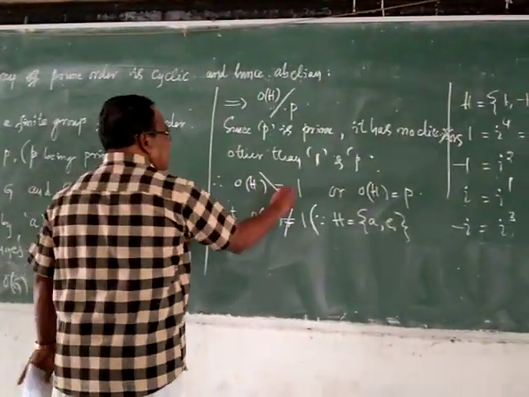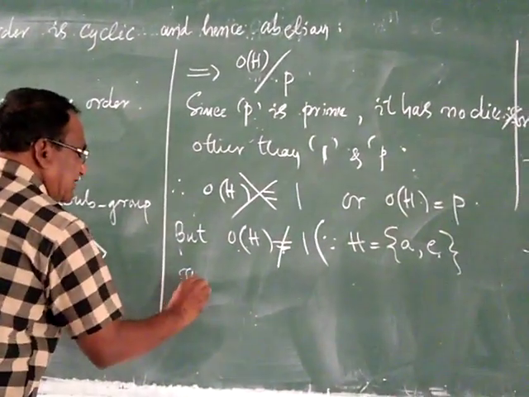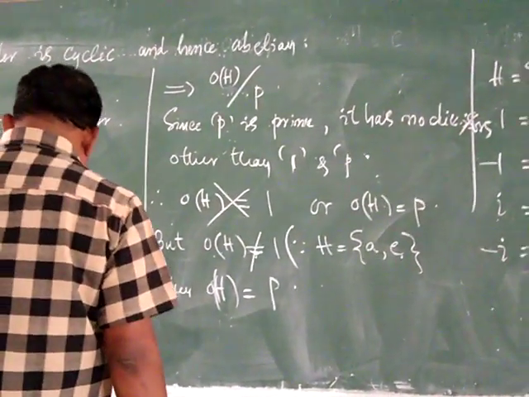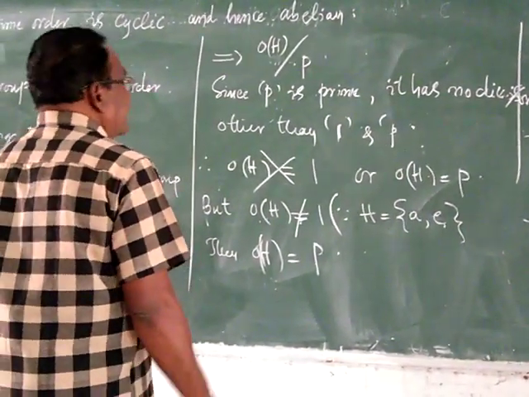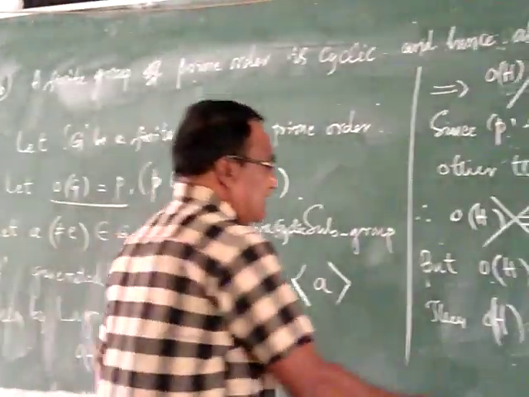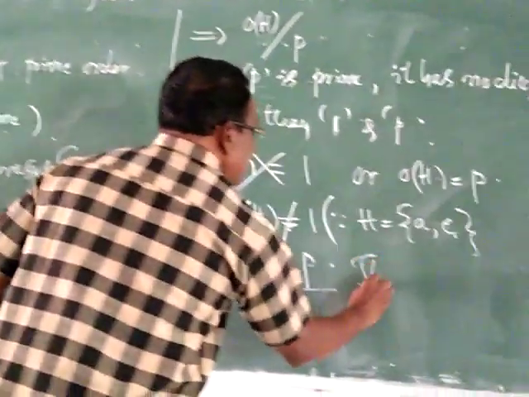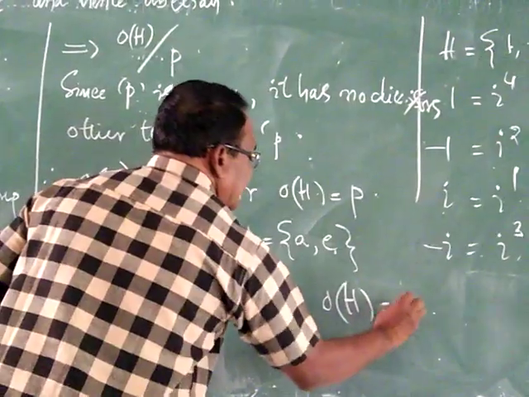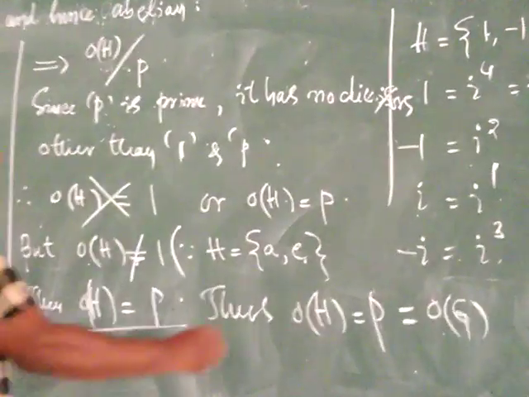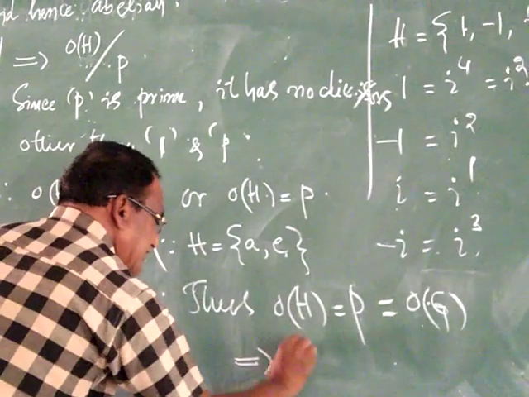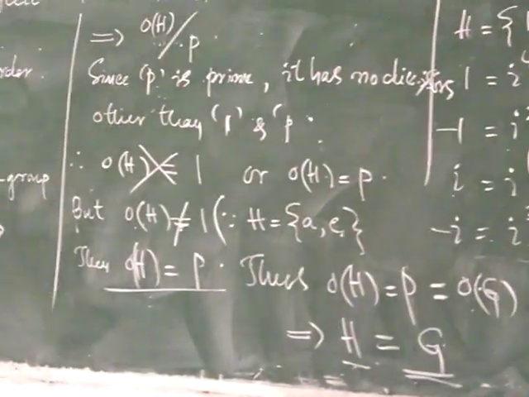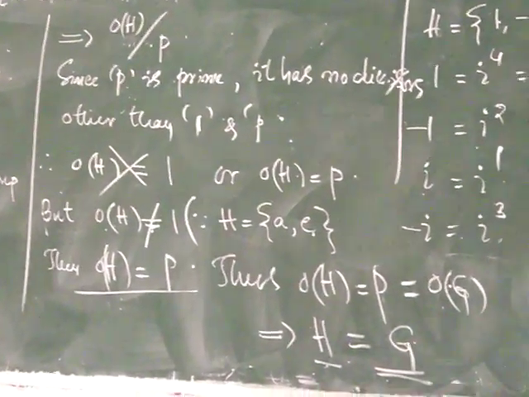Therefore, since this is not possible, the order of H must be equal to P. But the order of G is also equal to P. Thus, what you have seen here is that the order of H is equal to the order of G, each equal to P. If both have the same order, then you can say that those groups are equal. That is, H is equal to G.